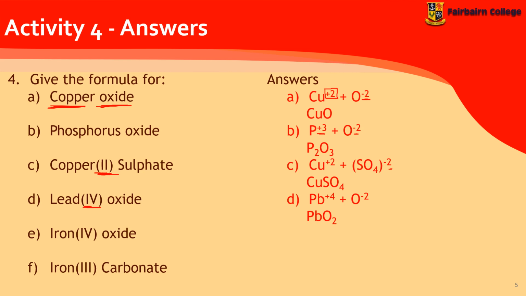Then iron 4 oxide is going to be similar, which results in FeO2, and iron 3 carbonate is going to be Fe +3, carbonate -2, which then results in Fe2, and then in brackets CO3, and outside of the brackets 3. Okay, so make sure you get that right. Make sure you have all of the questions right. If you don't, redo it and make sure you understand it.